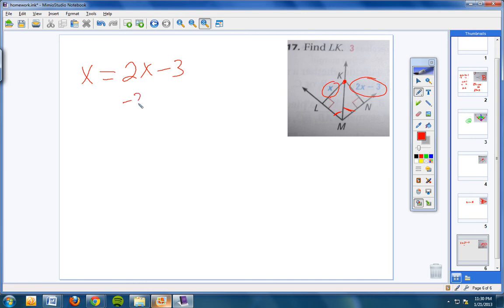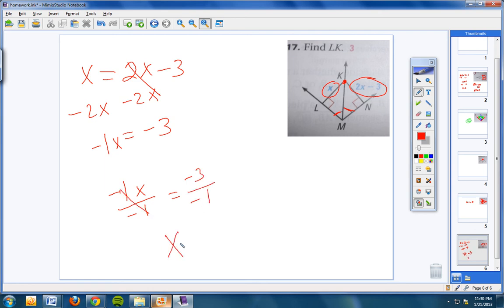I'm going to subtract 2x from both sides. These would cancel, leaving me with a negative 3. Now here, x minus 2x is negative 1x. So now I better take my negative 1x and divide by negative 1. Take your negative 3 and divide by negative 1. Those cancel. X equals 3.